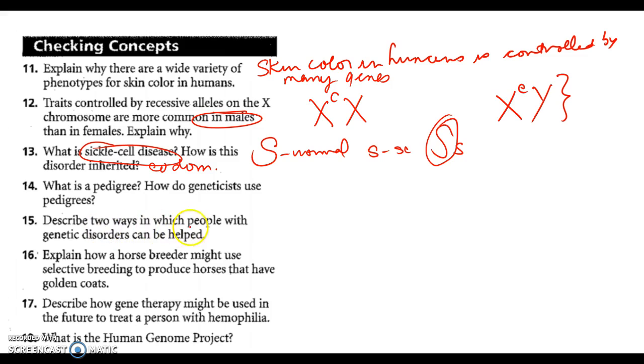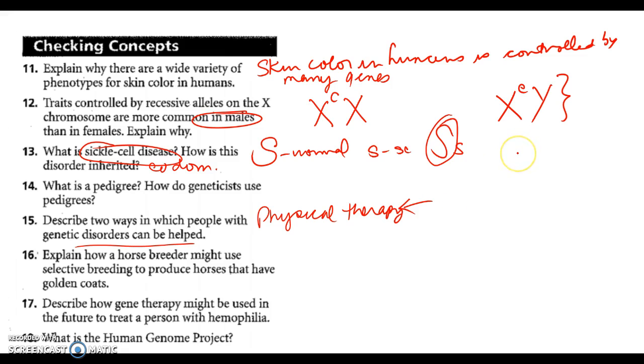Describe two ways in which people with genetic disorders can be helped. Well, one was, we said, let's say you have cystic fibrosis. Physical therapy can be very useful to try to help loosen up and remove mucus from the lungs of people with cystic fibrosis.